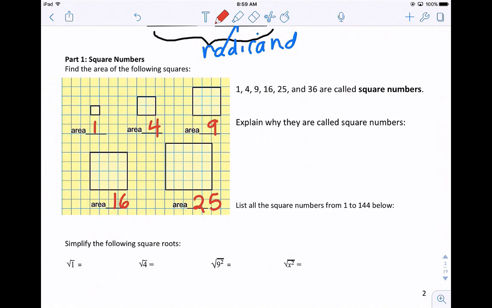Why are they called square numbers? They are the areas of squares. So they're called square numbers because they are the area of squares.